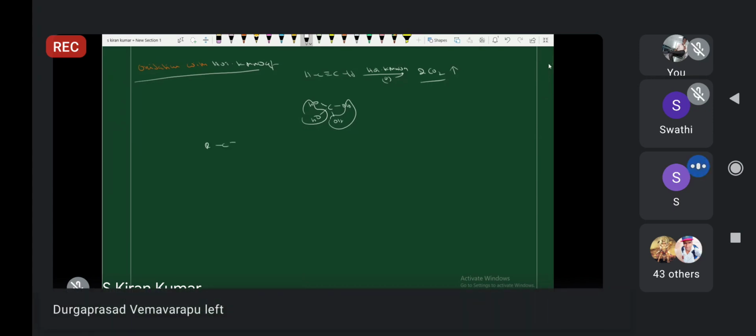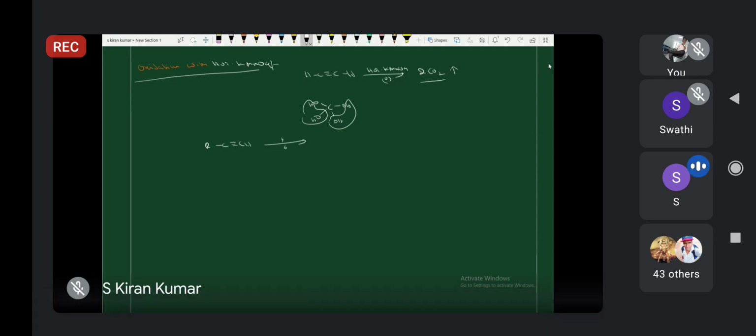Terminal alkynes on oxidation with hot KMnO4 give acid plus CO2. Internal alkynes give 2 moles of acid. If the symmetrical one is present, 2 moles of the same acid.